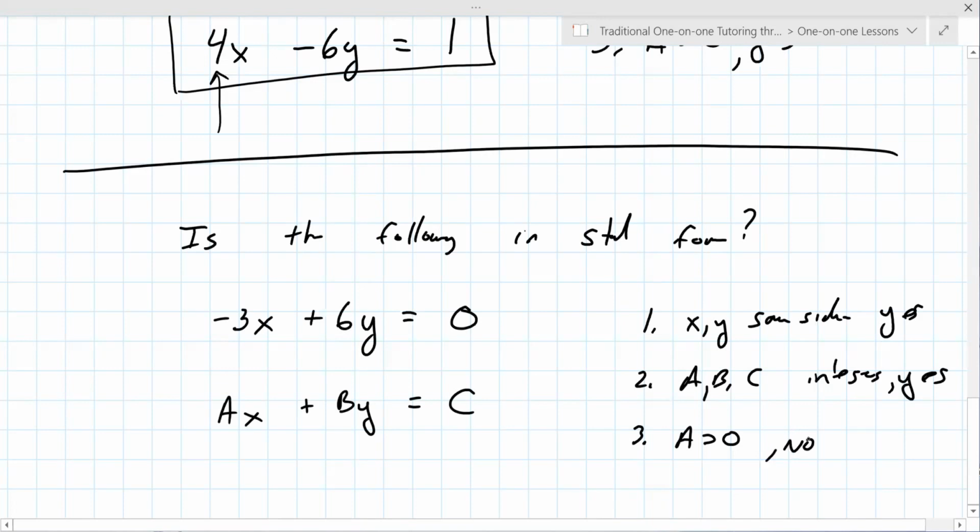How would you make it into standard form? By replacing it with a positive. Okay, we can do that by multiplying by -1. So I want you to multiply each of these by -1 and let me know what you get down here. Okay.